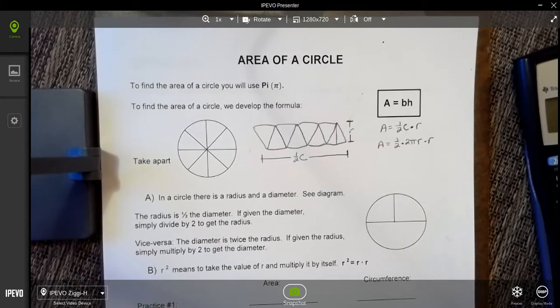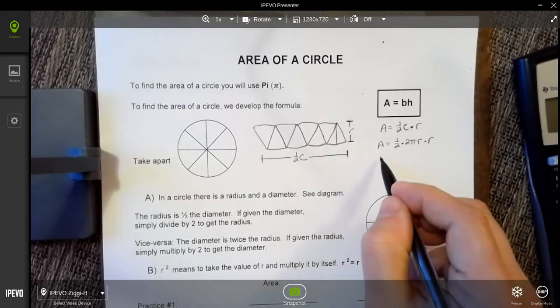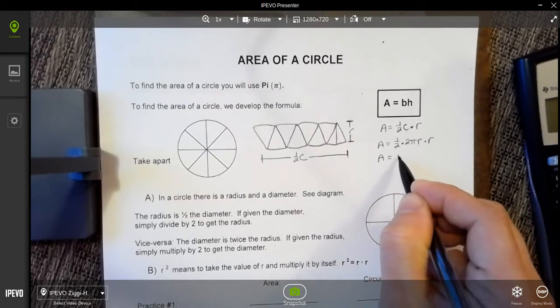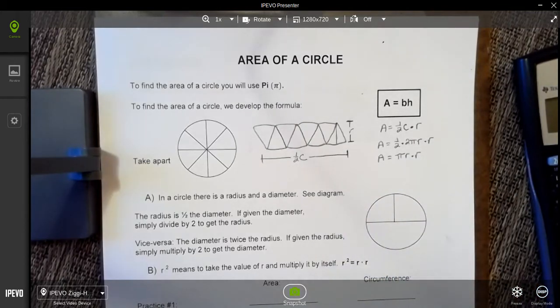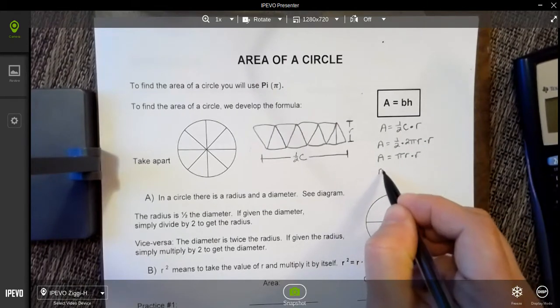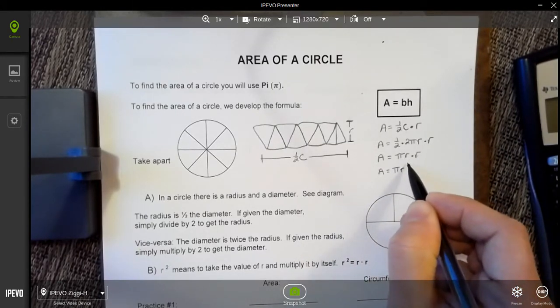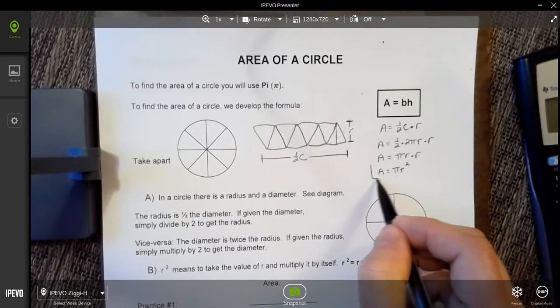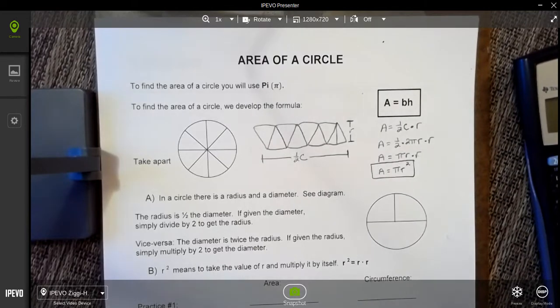And now what we can do with this is do some simplification. Half of 2, well, that's just equal to 1. So the area is equal to 1 times pi times the radius again. And since I've got the radius multiplying itself here, I can use an exponent to represent that. And so area is going to equal pi times, well, r times r is r to the second power. And this formula right here is the formula that we're going to use for the area of a circle. Area equals pi r squared.